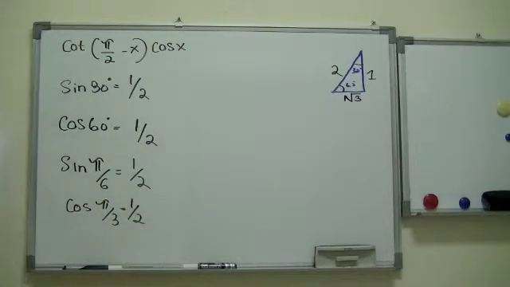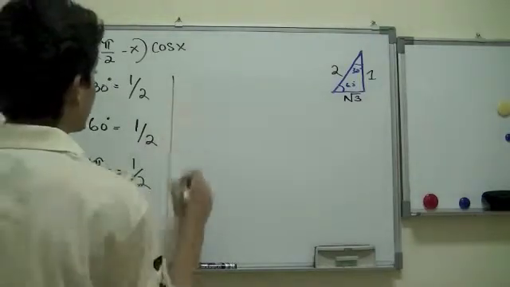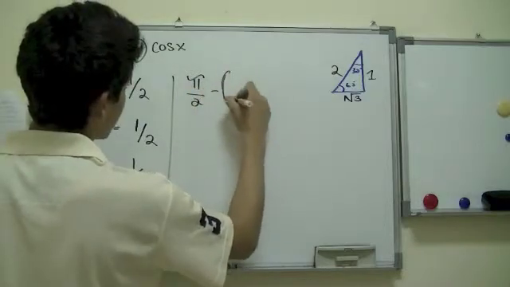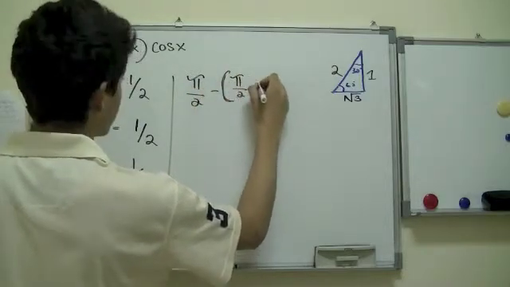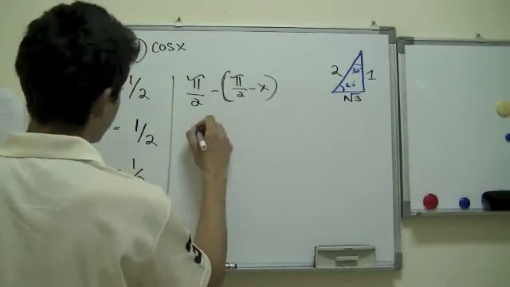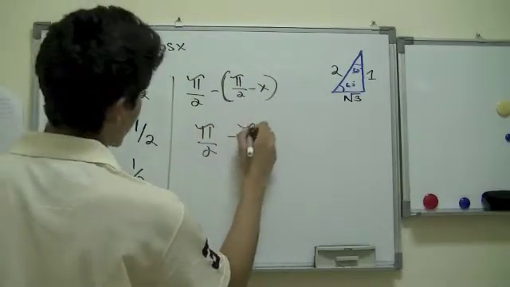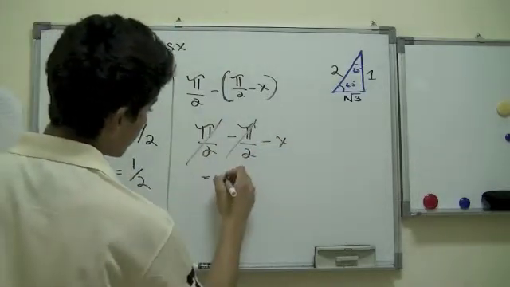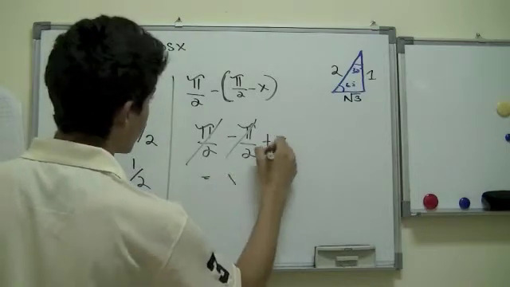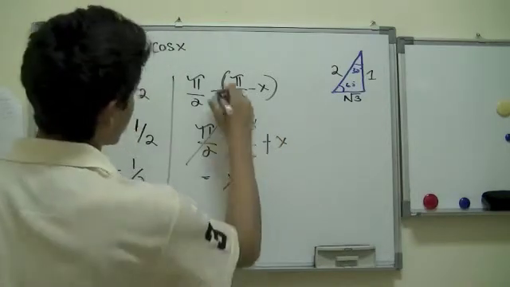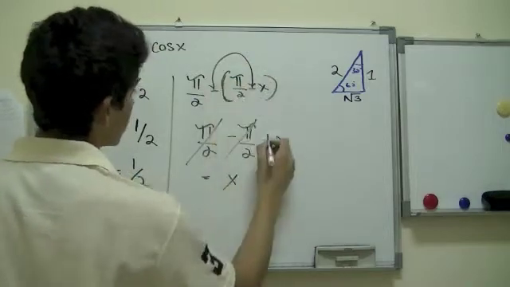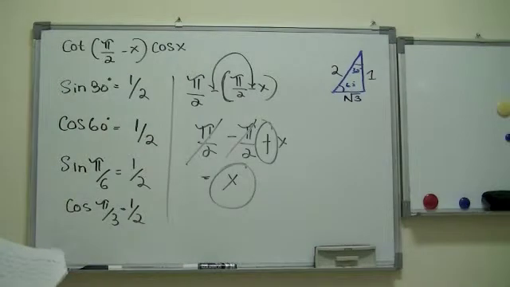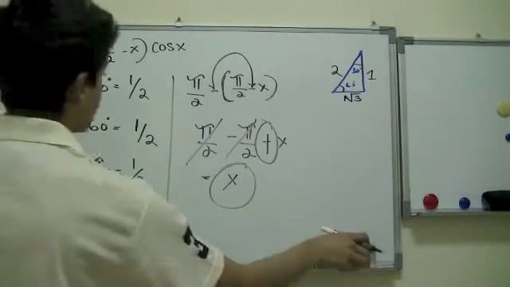Okay, so we can continue this problem, saying pi over 2 minus pi over 2 minus x. That would basically give off this 2, that would basically remain as x. Because of this minus and minus, this would become plus over here, leaving you positive x.